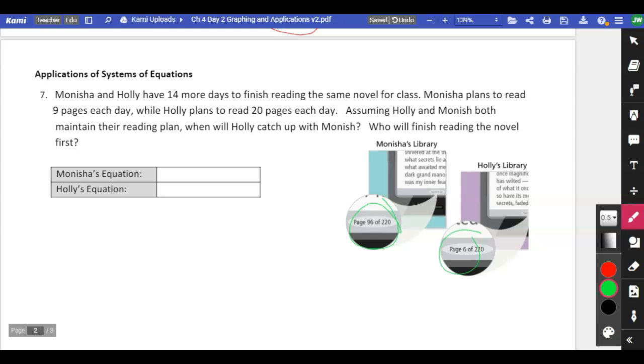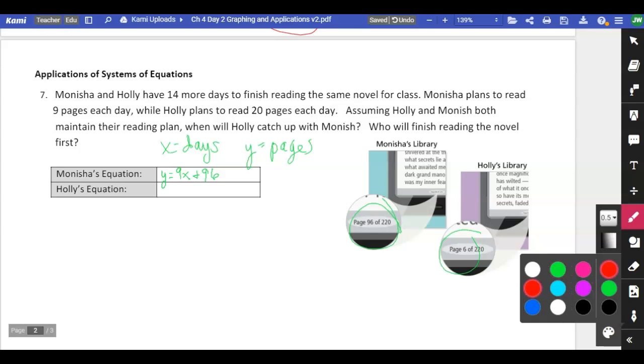So if we go back to last chapter, that is our y-intercept. So Monisha's already read 96 pages, and then she's going to read 9 pages per day. So her equation, if we just keep it with y equals 9x, 9 pages per day. So if x is equal to days, and then y is equal to pages read. And remember, she was already on page 96.